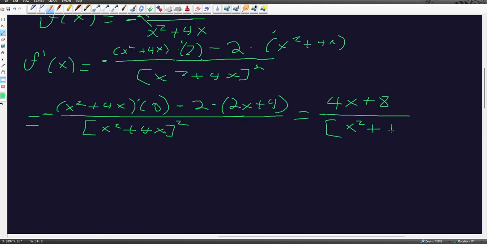Divided by x squared plus 4x to the power 2.